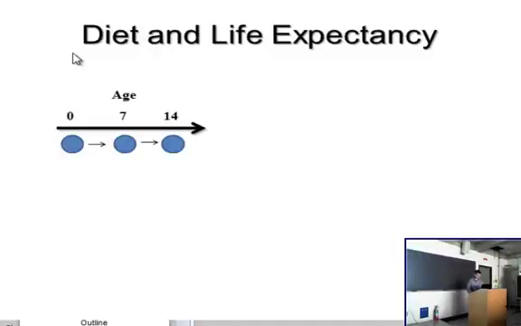Now, when we delayed the full diet for 7 days, we started the flies on a sugar-only diet, represented here by this empty circle. Following a 7-day deprivation period, that full diet was provided until death.